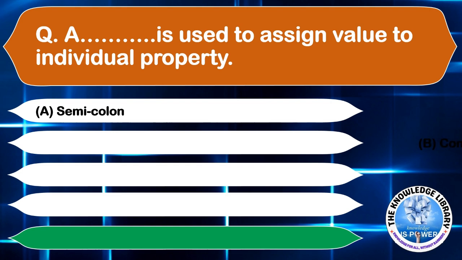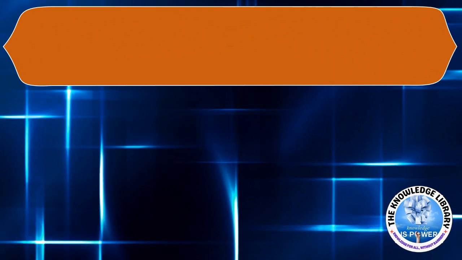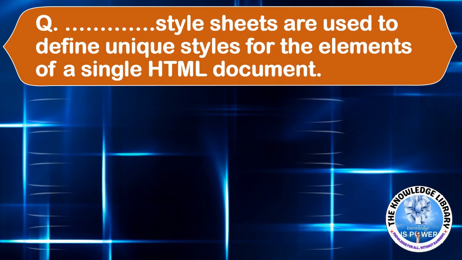The next question is, a dash is used to assign value to individual property. Option A, semicolon. Option B, comma. Option C, colon. Option D, inverted comma. The correct answer is option C, colon.